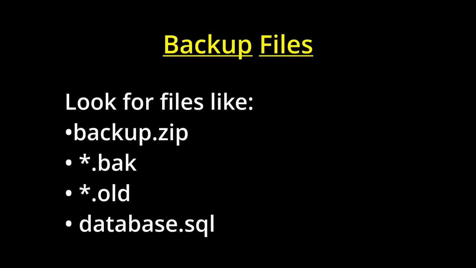The first one is backup files. Backup files may look like backup.zip or any .bak or .old file. Sometimes developers accidentally leave the backup files accessible on the server. From this you can access the backup files and find some sensitive credentials inside them.